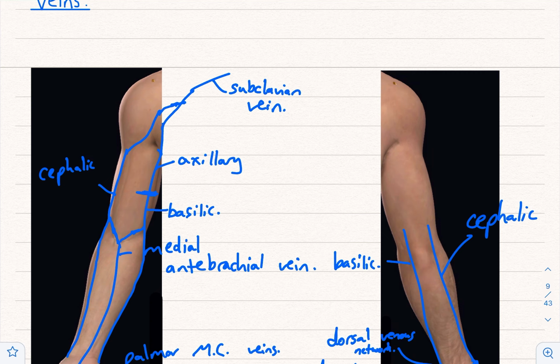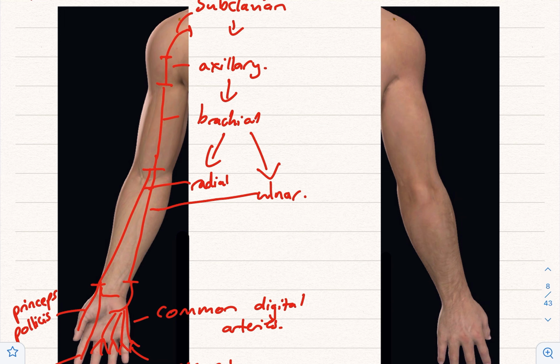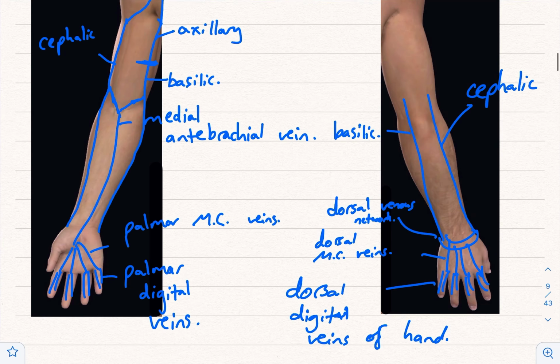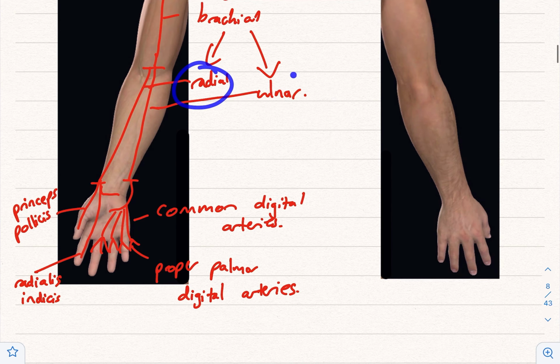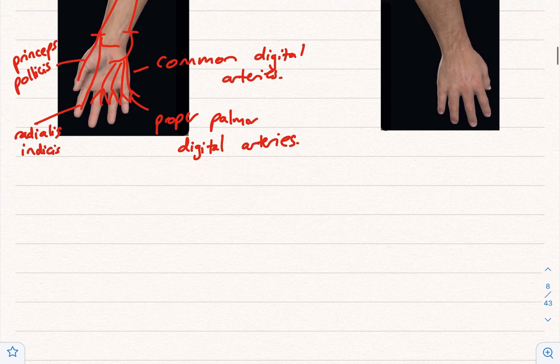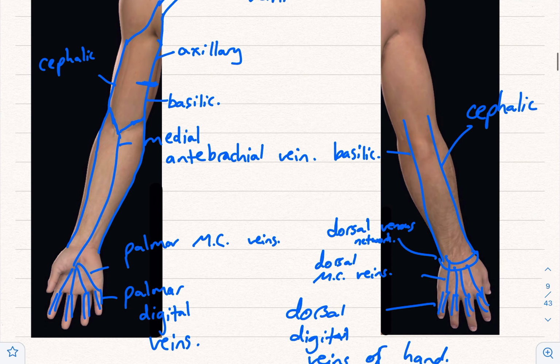Okay, you're probably noticing, what about the brachial? This is where you've got the radial and ulnar arteries, and you've probably got veins for them, and you do: the radial vein and ulnar vein. They go up together, and then they form the brachial vein, which then goes up and joins the axillary vein like that. So basically, in terms of learning the venous supply, cephalic and axillary are the most important.